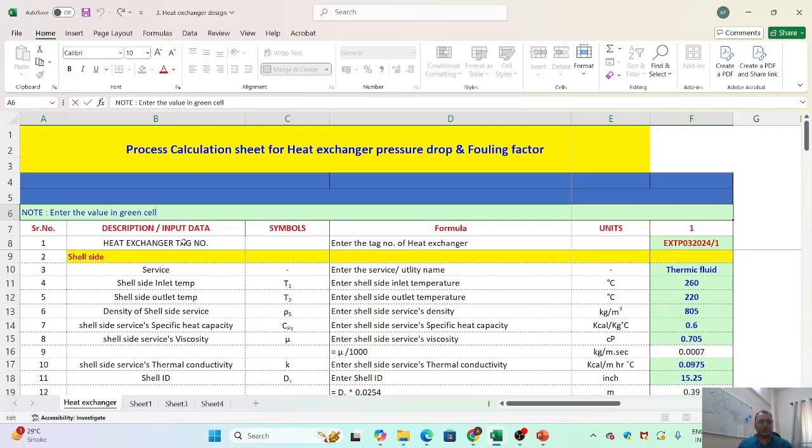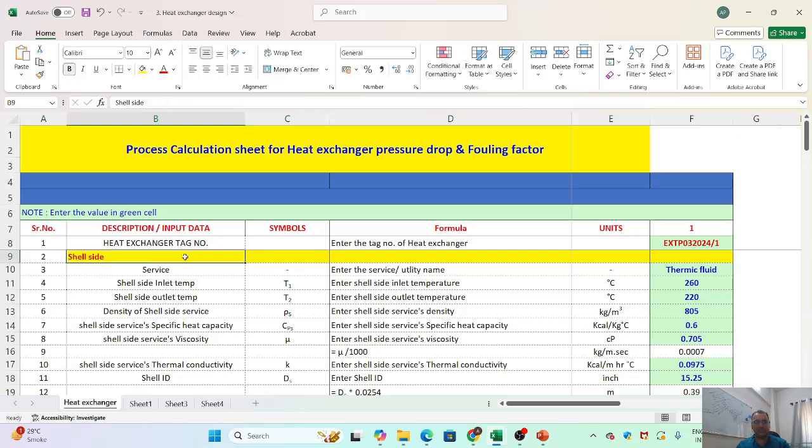Now, as you know that shell and tube heat exchanger has got two parts. One is shell side and one is tube side. So accordingly, the bifurcation is made in this sheet. So let's see one by one what all values we need to enter. So first is shell side. Now say your service fluid, which is on shell side, is a thermic fluid. Say it can be any XYZ fluid.